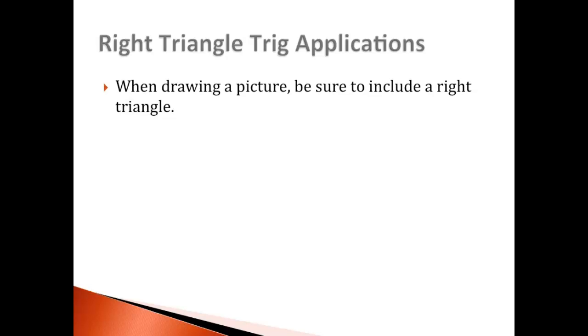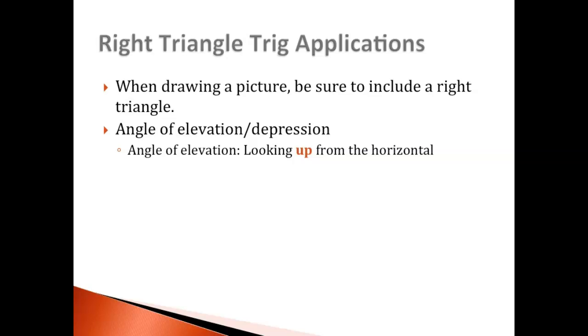The other term that you might hear is angle of elevation or angle of depression. And so we need to understand what those mean. So angle of elevation refers to the angle that's formed as you are looking up from the horizontal, whereas angle of depression is the angle that's formed as you're looking down from the horizontal.